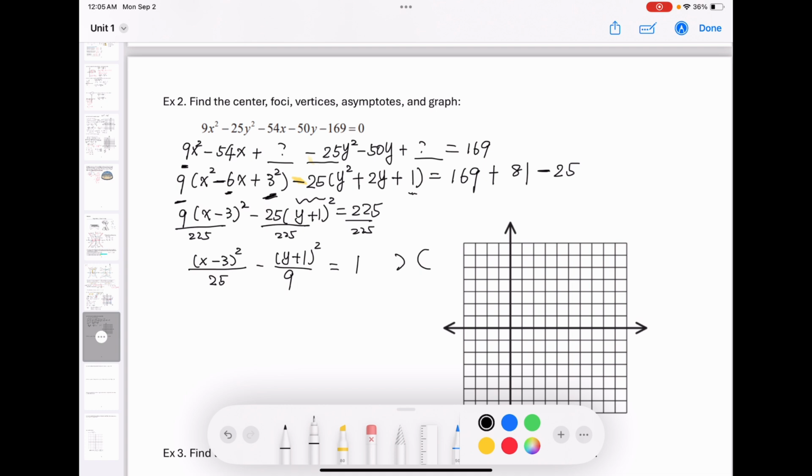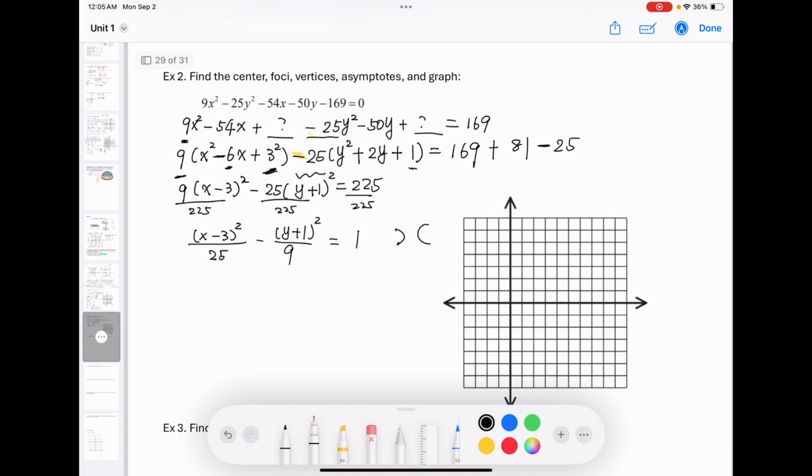And under the x perfect square, it is a squared. So let's find the center first and then find the a, b, c, the vertices, co-vertices, and asymptotes. So first, the center is h comma k. So h is 3, from x minus 3. And k is negative 1 because we have parentheses y plus 1. Okay, so what are a, b, c? So a squared is 25, so a is equal to 5. And b squared is equal to 9. B is equal to 3.